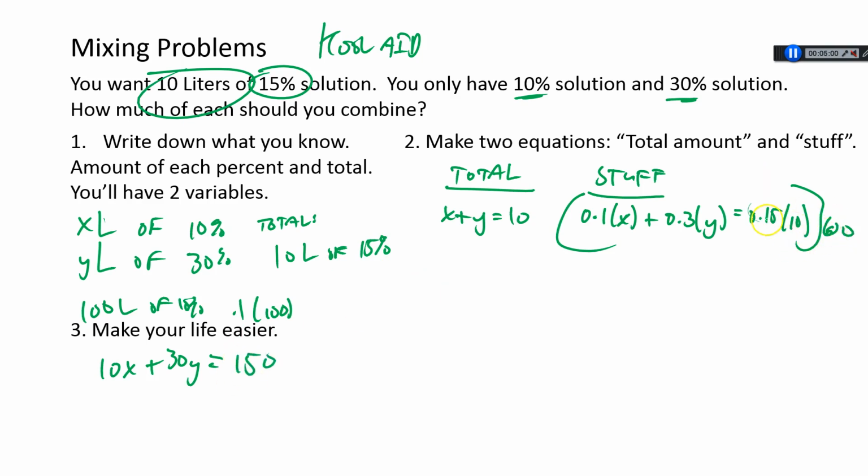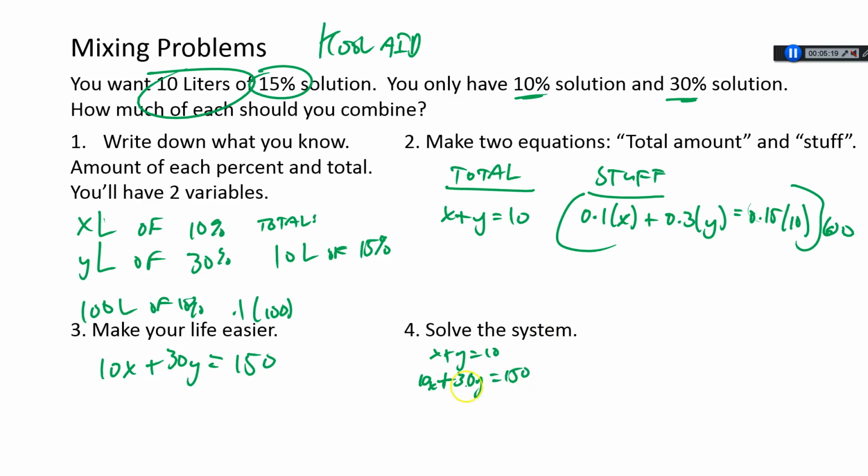Again, you don't multiply the 100 by the 10 and the 0.15. You multiply them one at a time. So 100 times 0.15 is 15, times 10, 150. Now what we're going to do is solve our system. So we have x plus y has got to equal 10. And we also have 10x plus 30y equals 150.